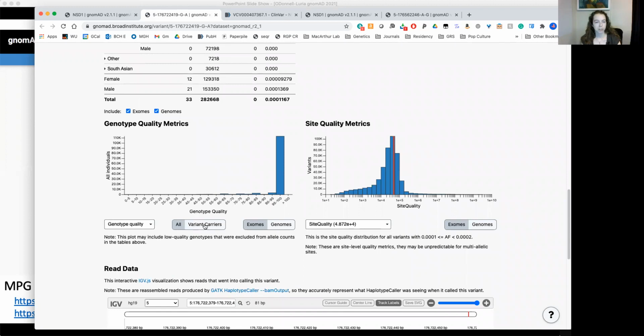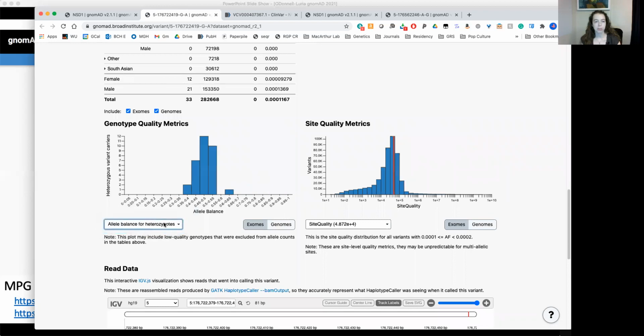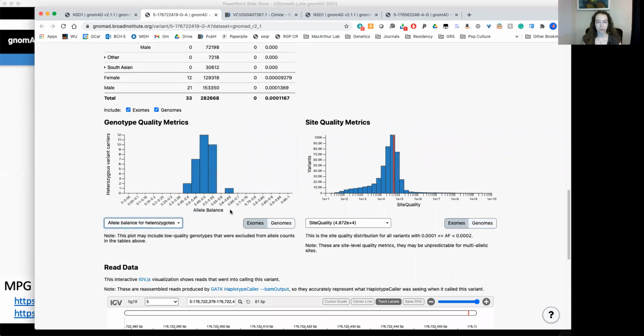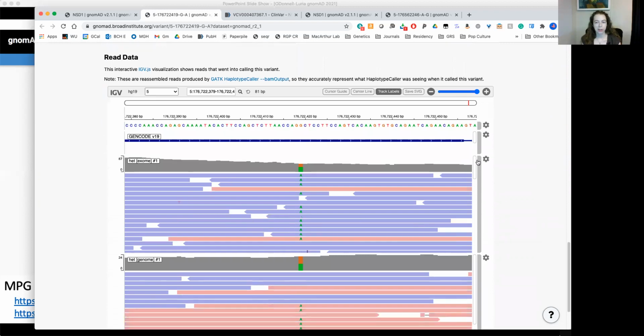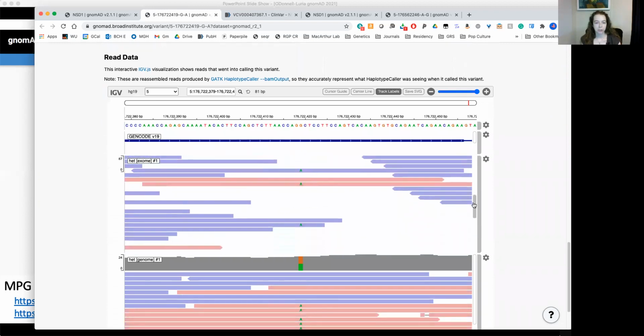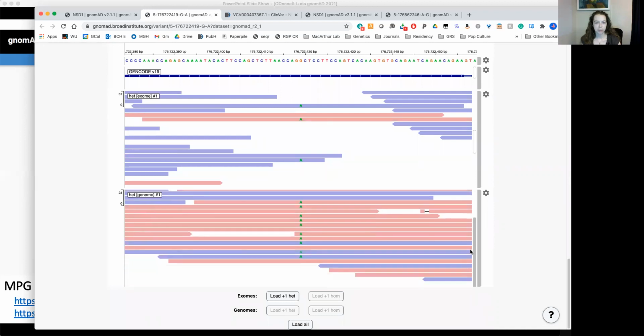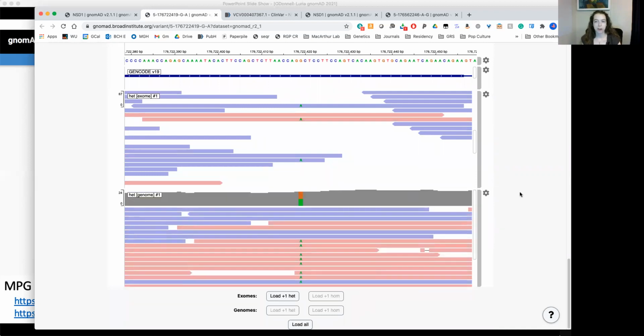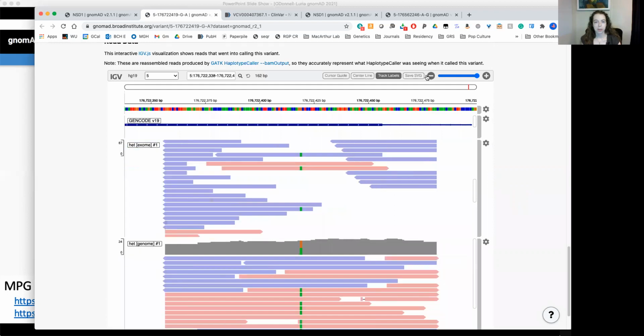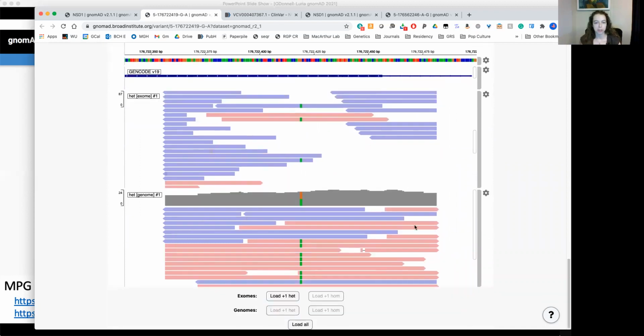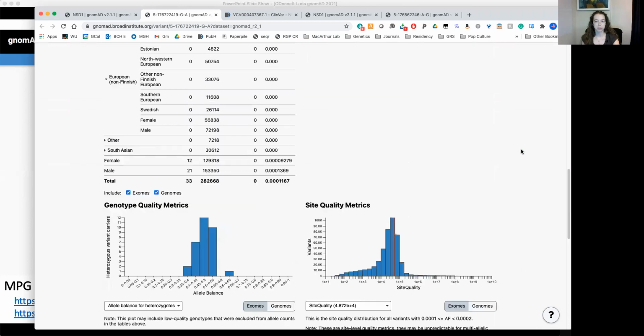It is defaulting to all here, but if I select variant carriers, you can see all the variants have a GQ that's around 99. It's very high. You can see the depth of the variant or the allele balance for the heterozygotes, and that all looks good. And then you can scroll down and see the read data for the variant. So you can take a look at that and make sure the variant looks good. There are no other variants around that are concerning. You can zoom in or out a little bit, but we are showing you just a subsetted BAM, so you're not able to scroll through the data this way, but you can take a look at the region and make sure everything looks good.